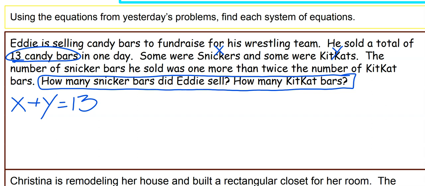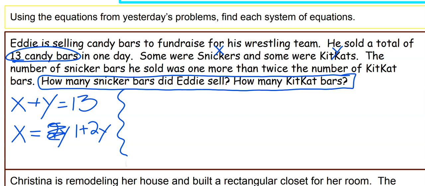And then our second equation had to do with how the Snickers relate to the Kit Kats. We said the Snickers bars, which are X, are related to the Kit Kats by doubling the Kit Kats and adding one more. I think it was the other way, 1 plus 2Y, although it doesn't really matter. So do you agree that these are our two equations from yesterday?